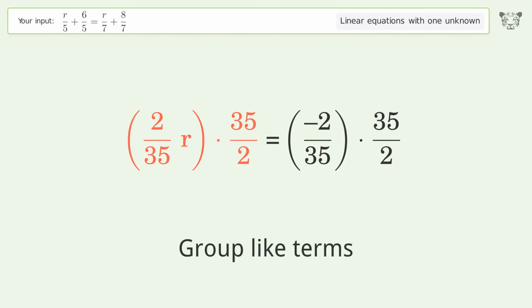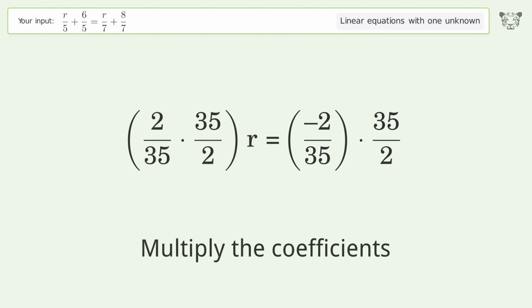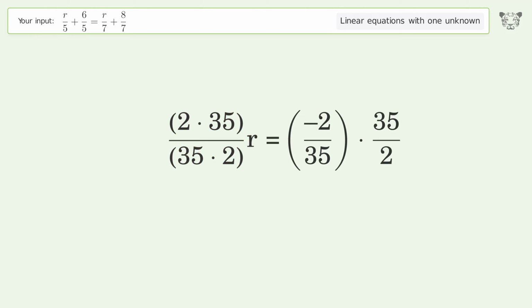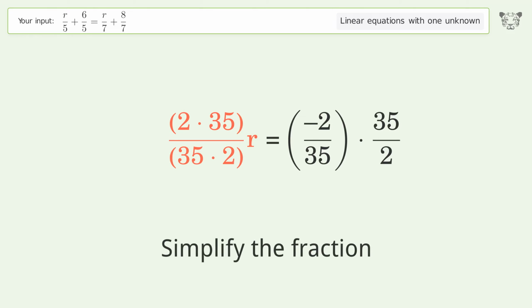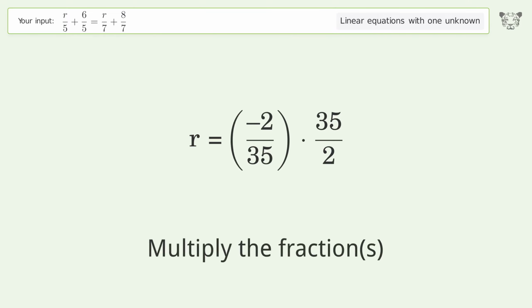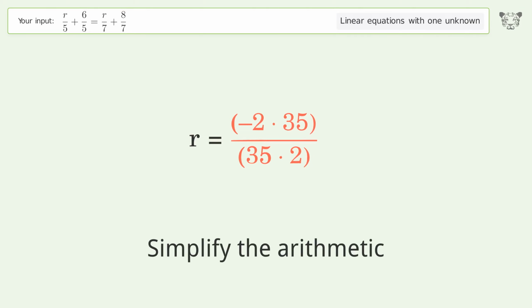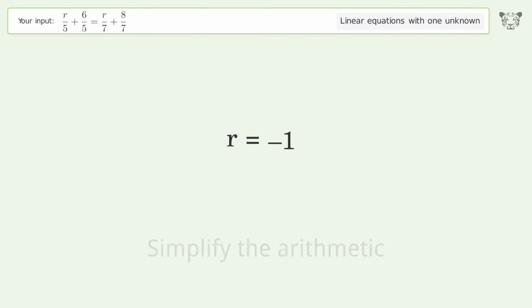Group like terms. Multiply the coefficients. Simplify the fraction. Multiply the fractions. Simplify the arithmetic. And so the final result is r equals -1.